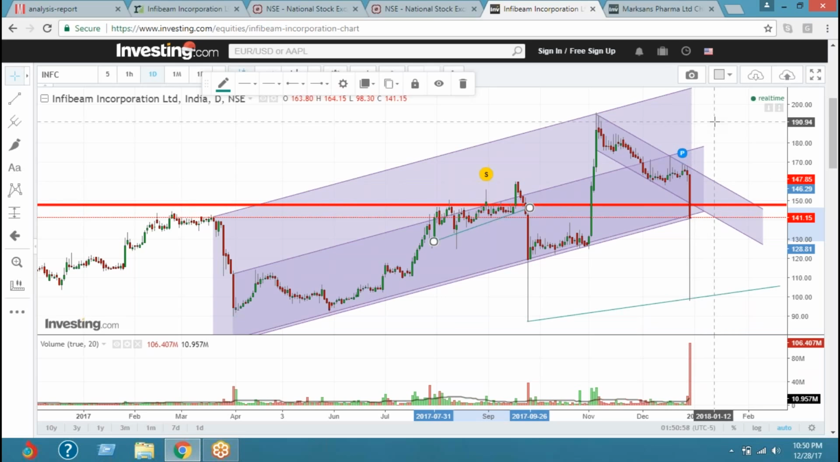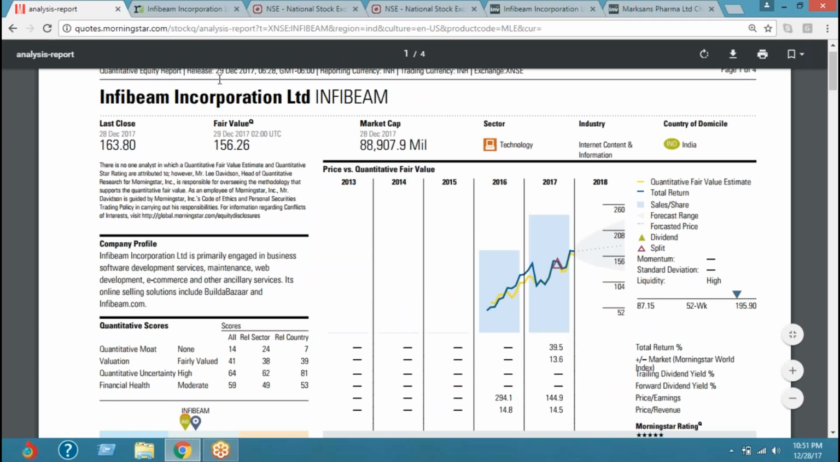On the valuation front, if we understand this, there was a recent report an analyst has done. Just see, it's 29 December 2017. Okay, so it seems somebody worked on this. So this is a fair valuation report. A fair value of the stock comes out to be 156.26. Okay, last close was 163. I mean, today's close is 147.